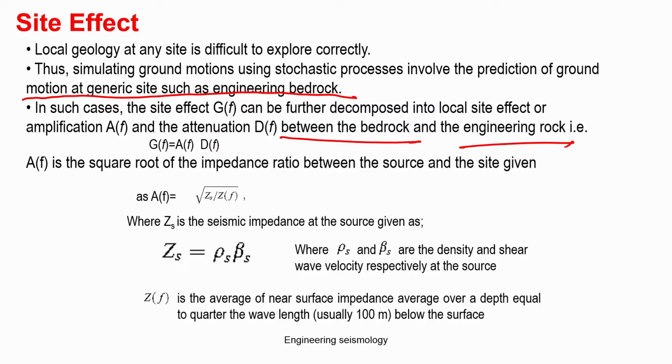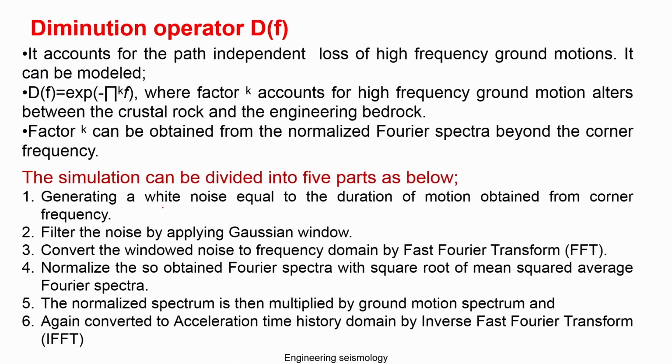The AF is the square root of the impedance ratio at the source and the site, which you can obtain like this, the amplification factor. ZS is the seismic impedance, so ZS is rho into BS, where rho is the density and BS is the shear wave velocity at the source and a different medium. ZF is the average impedance ratio over a depth equal to a quarter wavelength, usually 100 meters below the surface. So, using this you can get the AF.